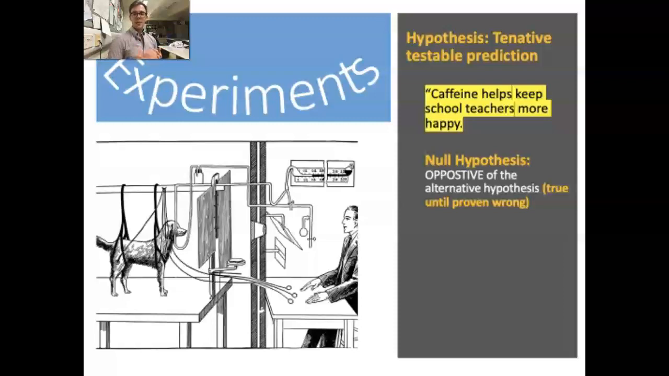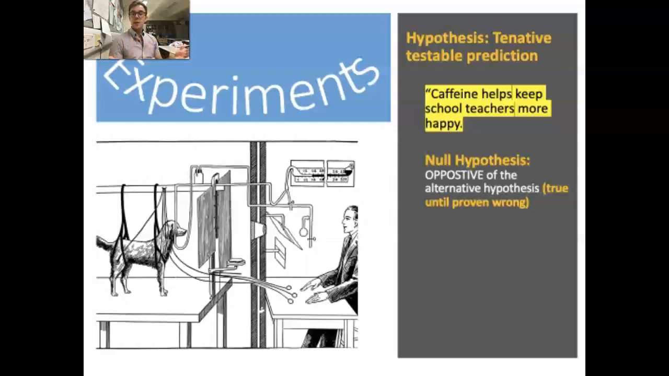And so, in this case, my topic is teachers should get lattes delivered to them every class period, right? Or oat milk flat whites is my favorite. Okay, so my alternative hypothesis to prove this point would be caffeine helps keep school teachers more happy, right? And that would be my alternative hypothesis.